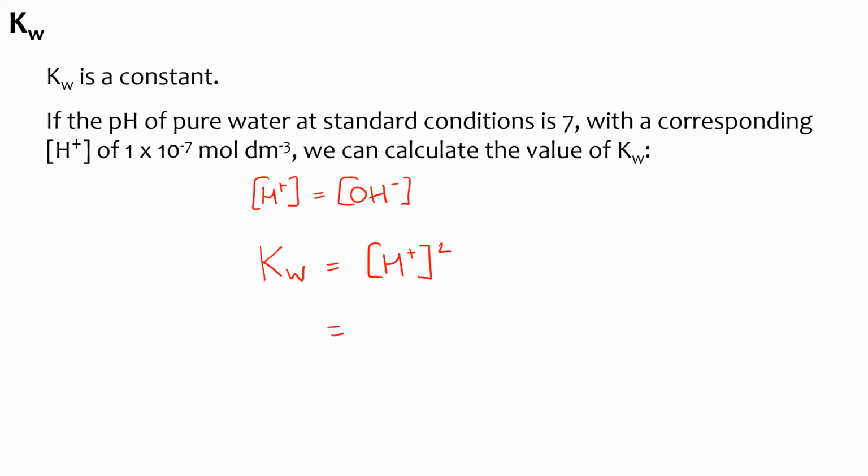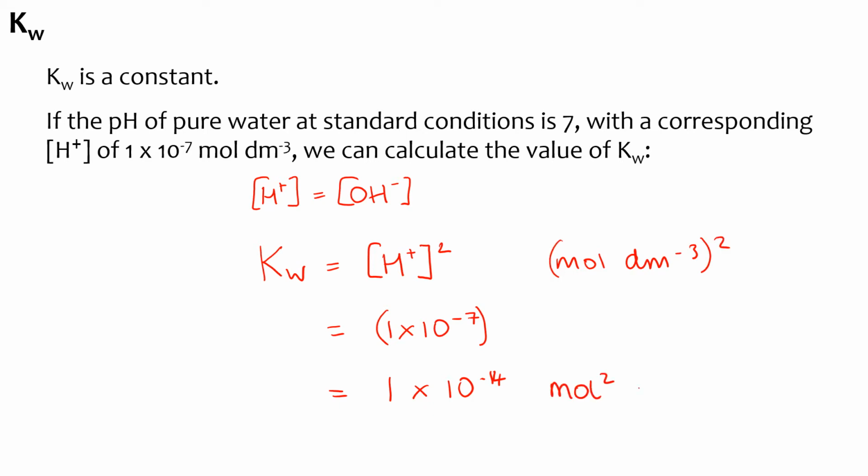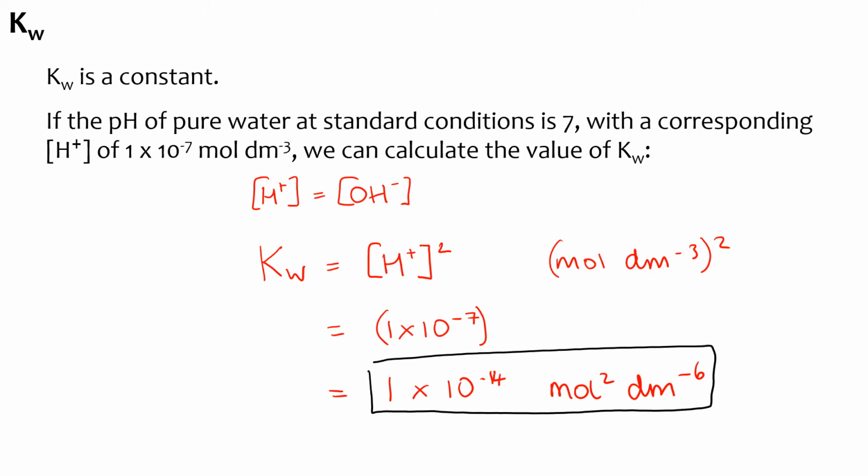Now, we know the concentration of H+ in pure water at standard conditions is 1 times 10 to the minus 7. So if we square that, that will give us the value of Kw, which is 1 times 10 to the minus 14. Now, because we're doing concentration times concentration here, or concentration squared, we end up with units of moles squared dm to the minus 6. Now, as I said, that is a constant. That is the value of Kw at standard conditions, and that does not change as long as standard conditions are kept.